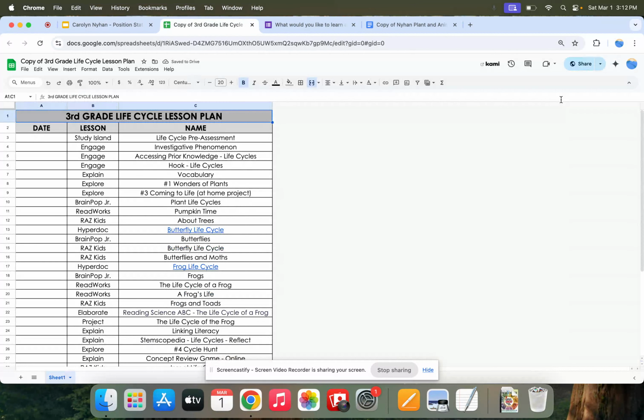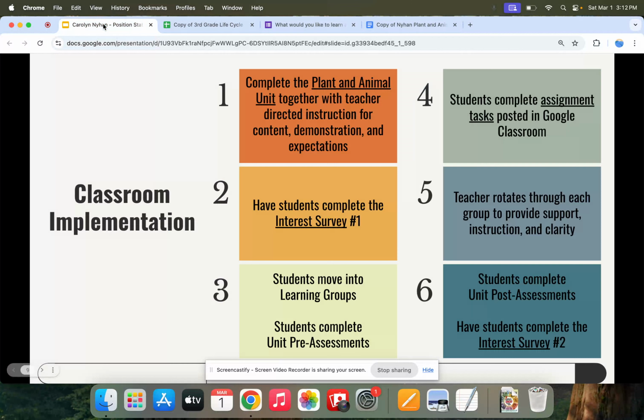Here's an example of the types of learning activities the students would be completing in their own order at their own pace. The teacher would rotate through groups to provide support. Students would complete a post-assessment to ensure learning was accomplished, and the process would start over.